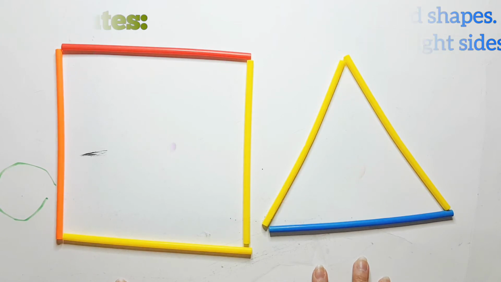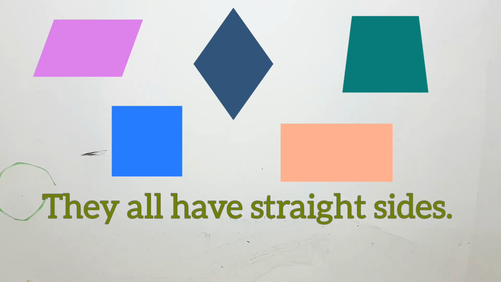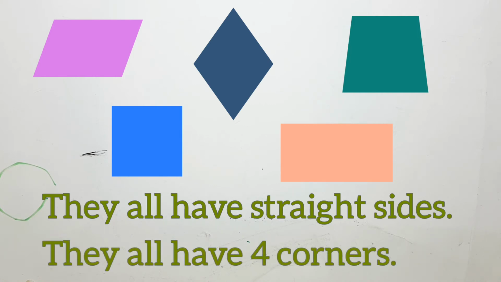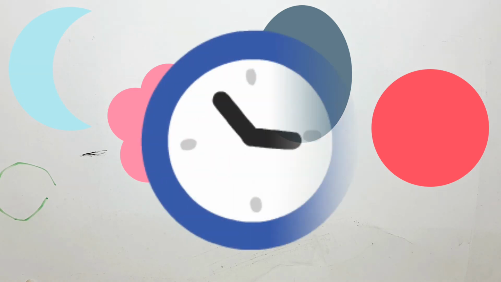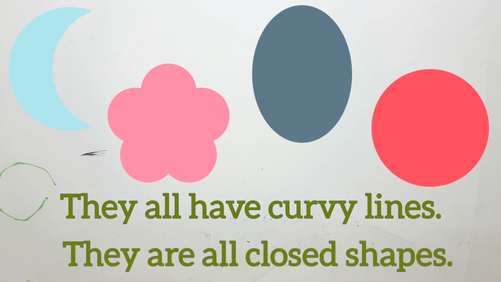Ready? Let's see. What about these shapes? They all have, yes, they all have straight sides. Yes, they all have 4 corners. Let's keep going. What are the attributes of these shapes? Can you figure out which attributes these shapes have in common? Yes, they all have curvy lines and they are all closed shapes.